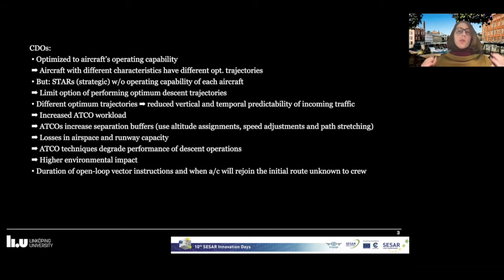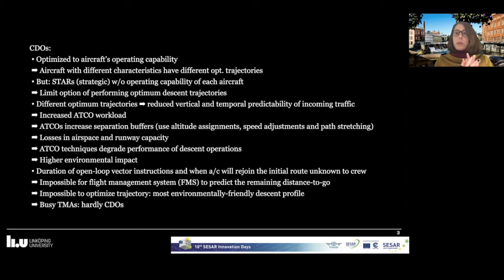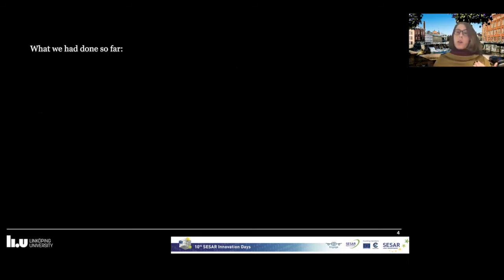Also, the crew does not know the duration of the open loop vector instruction and when the aircraft will rejoin the initial route. That means that the FMS cannot predict the remaining distance to go and also not optimize the trajectory. So all these together result in that in today's busy TMAs, CDOs are hardly used. And we think one important point to circumnavigate that is to support controllers in the separation task using automation tools. So how have we done so far to go that way?